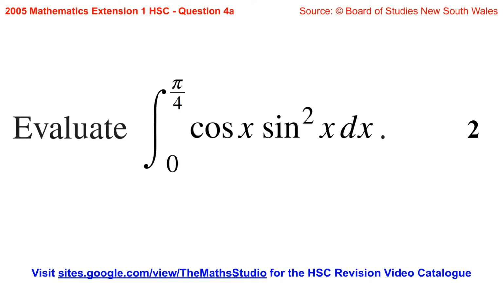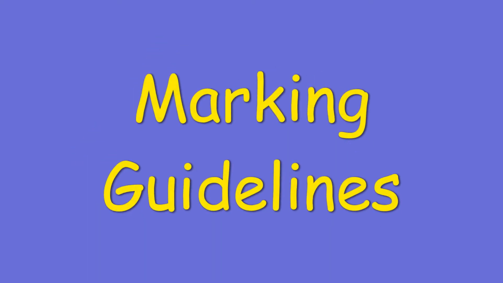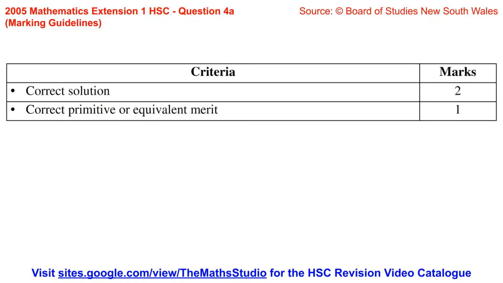Question 4a. Evaluate the definite integral from x equals 0 to x equals pi over 4 of cos x sin squared x dx. The following are the marking guidelines for question 4a. For 1 mark, we have correct primitive or equivalent merit, and for 2 marks, we have correct solution.